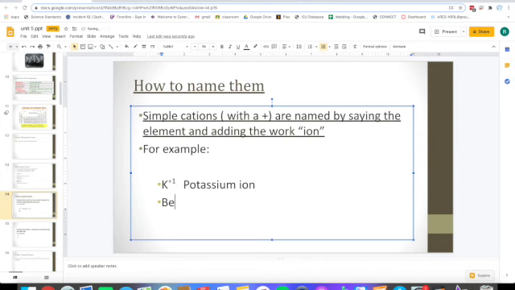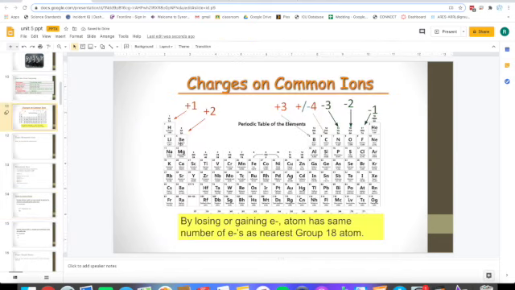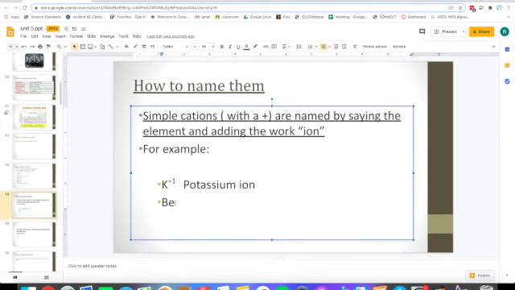All right, so now let's find the charge for beryllium. We look for beryllium, it's right here. So that would be a +2 charge. So we go here, we give it its +2 charge. And then we will type out beryllium, and we add the word ion. So if it has a positive charge, then all you do is add the word ion to it.